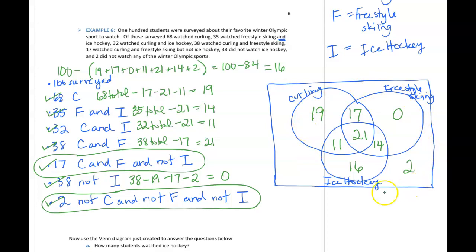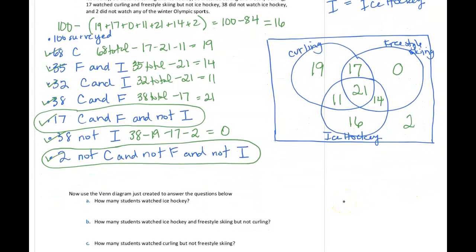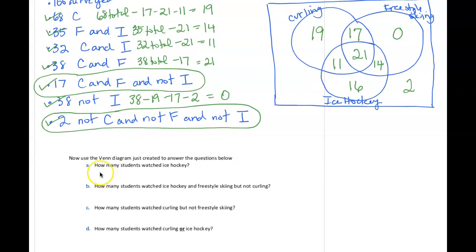Once our Venn diagram is complete, we can use it to start to answer some of the questions. Part A, how many students watched ice hockey? I'm going to highlight the ice hockey set in yellow. And so everything inside that ice hockey set of yellow is going to be counted. That would be the 11, the 21, the 14, and the 16. Adding all that together would be 62 students.